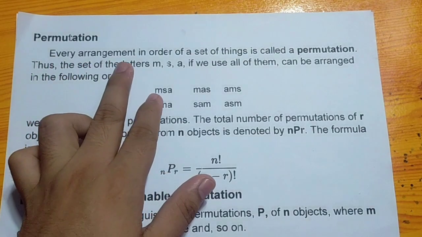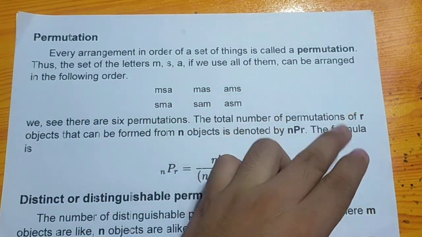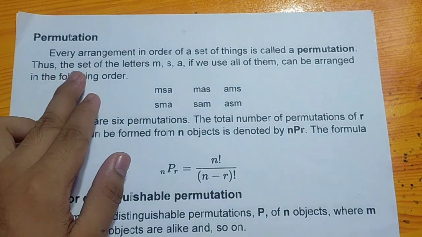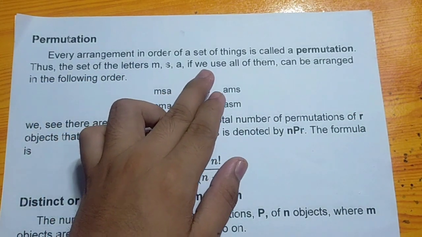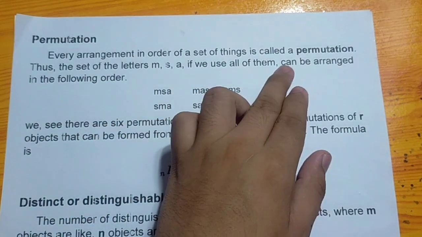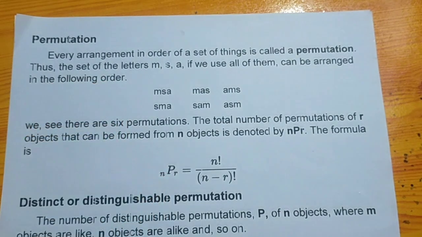So in this tutorial, we will discuss permutation. So what is permutation? Every arrangement in order of a set of things is called a permutation. Thus, the set of the letters M, S, A, if we use all of them, can be arranged in the following order. So, in permutation, it is how you arrange things where the order matters. In short, the arrangement of the objects matters. And how many arrangements are there of the objects?